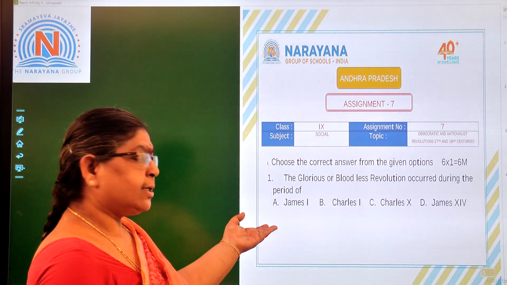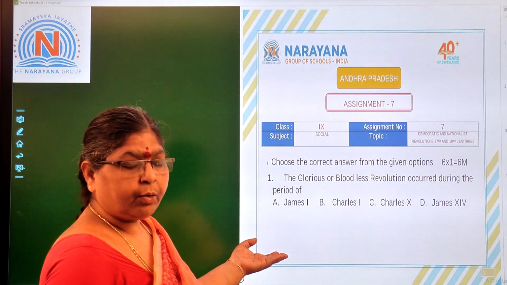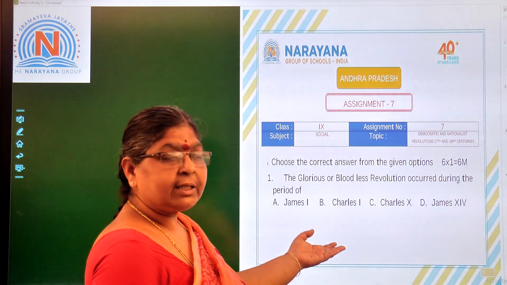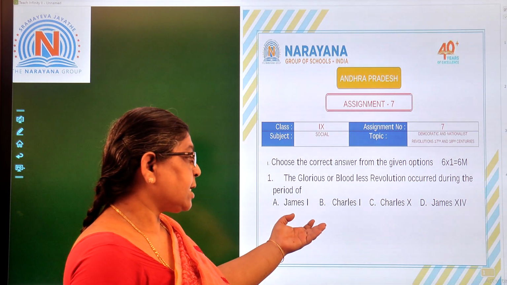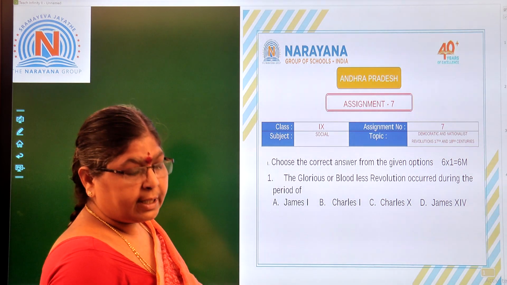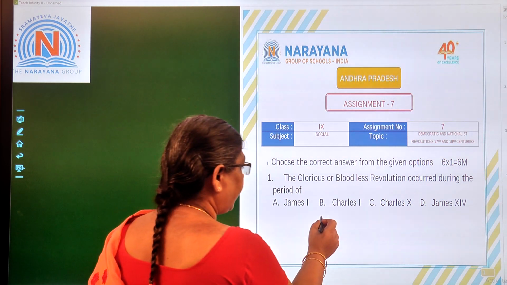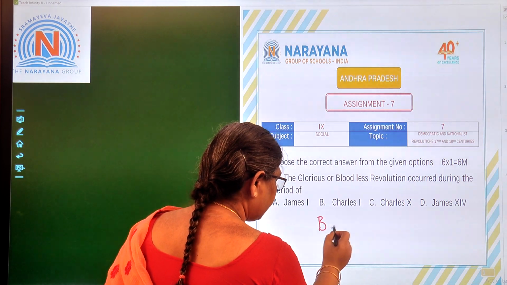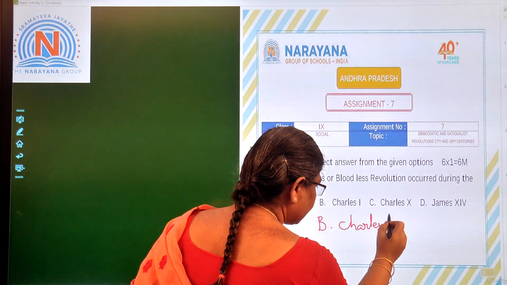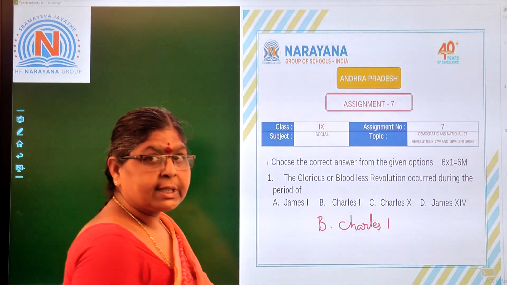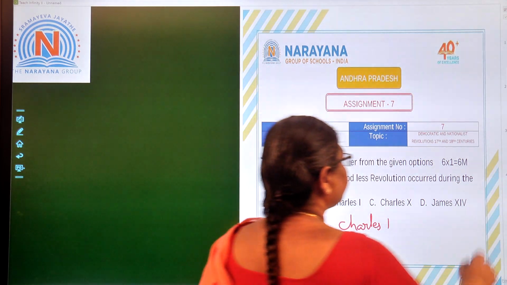That is James I. James I belonged to Stuart dynasty. He started the authoritarian rule. But later Charles I, when he became the ruler, he started dictating the terms. So Charles I is the answer. During his reign only, we have observed this bloodless revolution. So option B, Charles I.